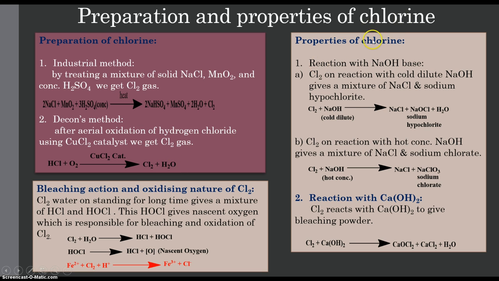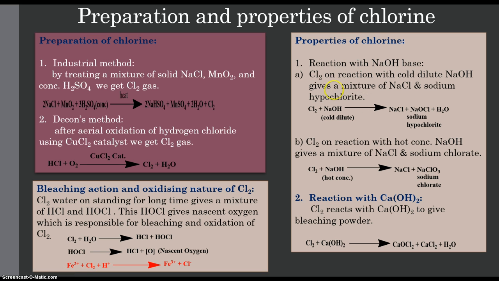Now, what are the properties of chlorine? Let's discuss the properties one by one. The first property is reaction with a base like NaOH. What is going to happen when chlorine gas reacts with NaOH solution, mainly cold dilute NaOH solution? A mixture of sodium chloride and sodium hypochlorite is obtained. This reaction is very important for the board exam. Maximum times it used to come in this way.